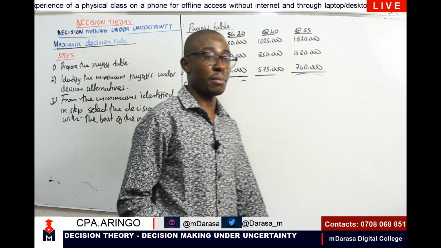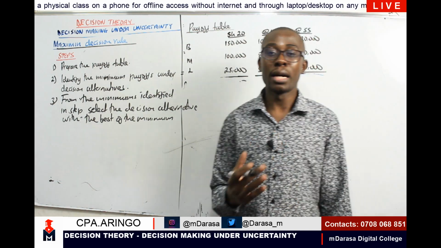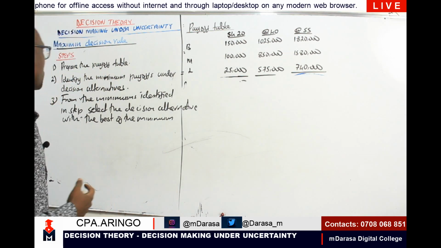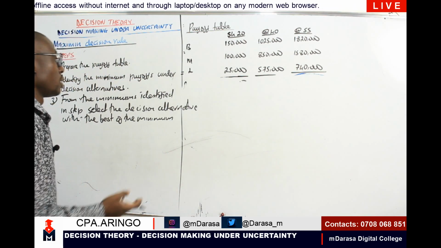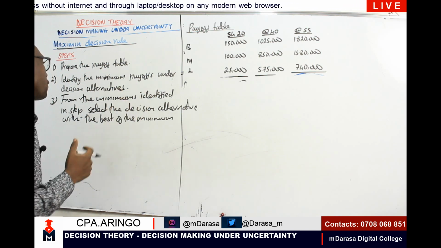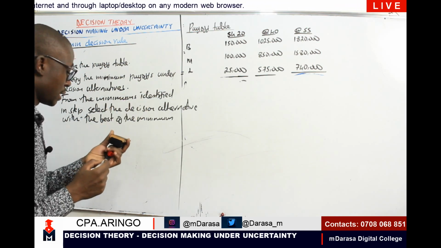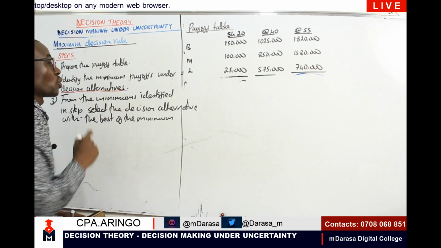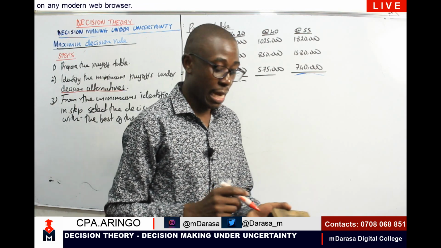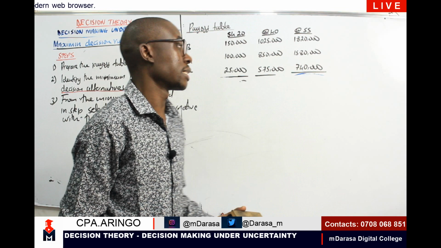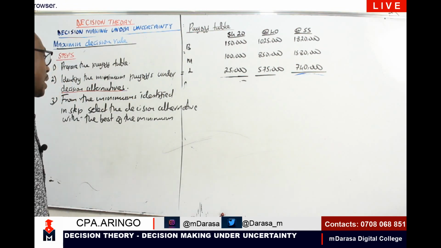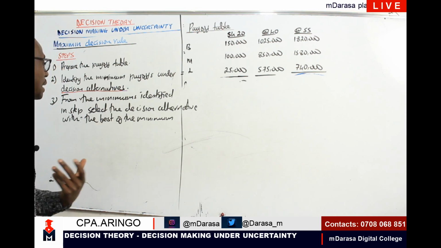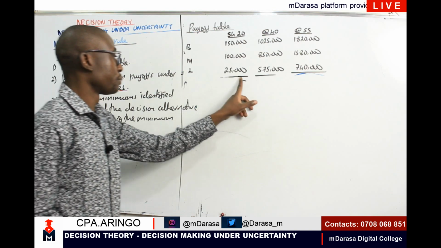So these are the steps that we are going to use in solving Maximin decision rule problems. First of all, we've said that you need to prepare the payoff table, and there is our payoff table. Identify the minimum payoff under each decision alternative. If possible, underline the words "under each decision alternative", and you're going to see the reason why Mwalimu is saying you should underline those words as we continue.